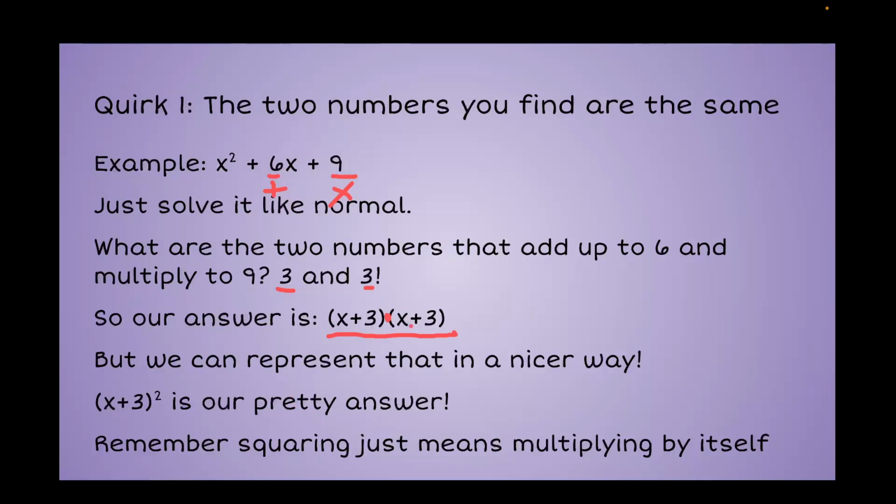So instead of this, we like to put it as a squared thing, because it's really the same thing, and it just looks nicer. Remember that squaring means multiplying it by itself. That's why these two things are the same. So this is how we're going to start writing our answers for problems like that.